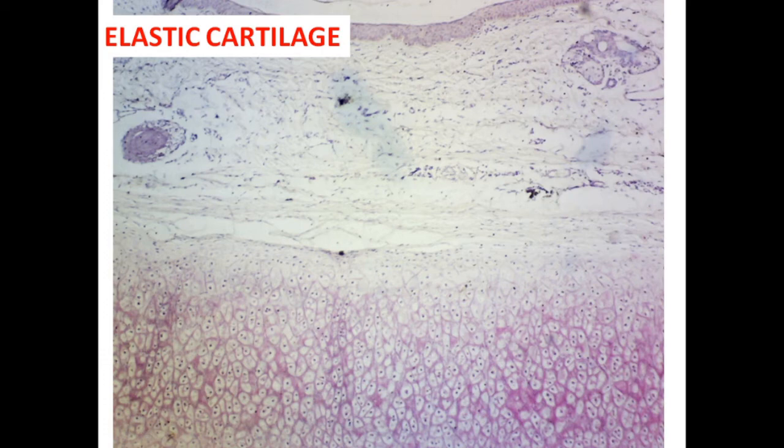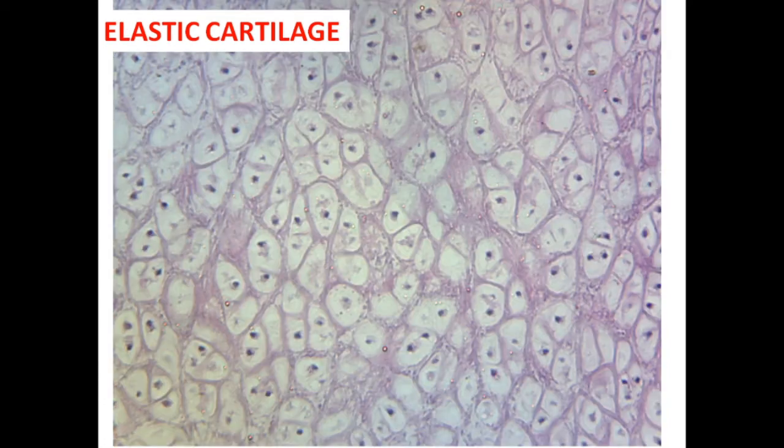In the hyaline cartilage, the cells were not tightly bundled, they were slightly away from each other. Here it is tightly bundled, and if we slightly zoom in and see, these are the large chondrocytes, and in between these are the elastic fibers and a very little amount of intercellular substance seen. So this is how you can differentiate the elastic cartilage from the hyaline cartilage.